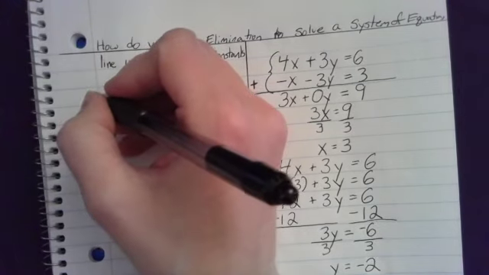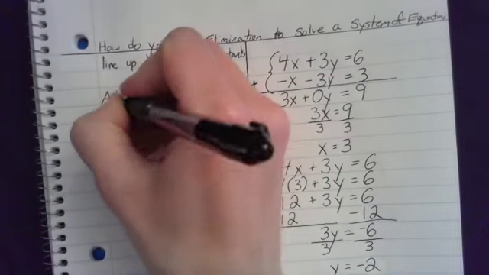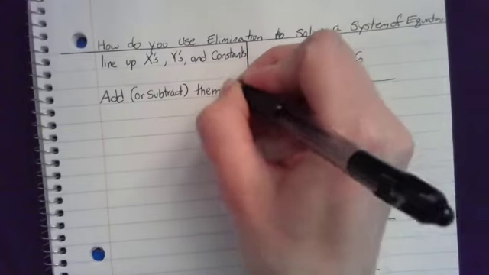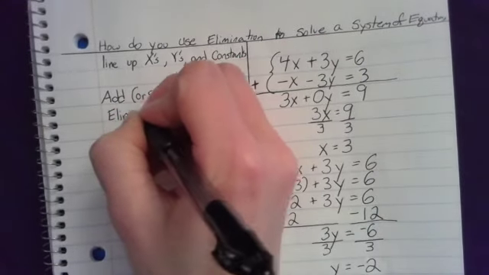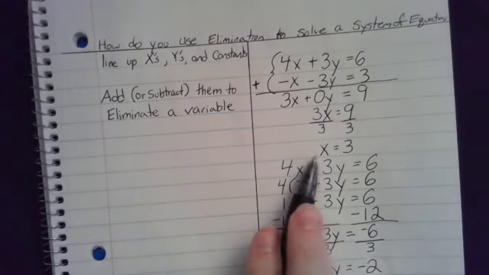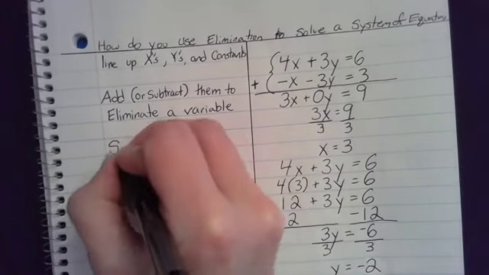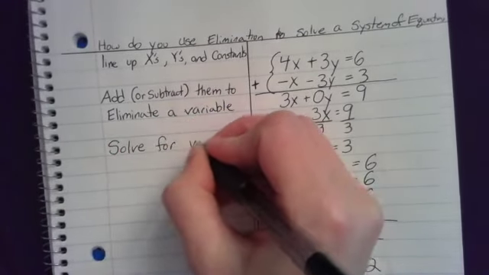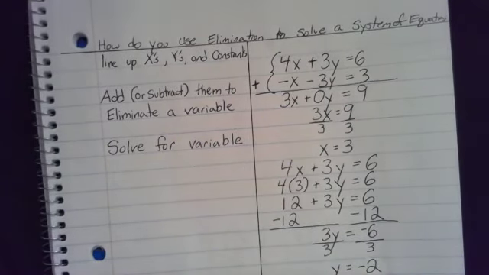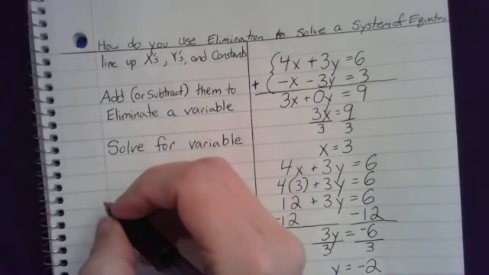Then you're going to add or subtract them to eliminate the variable. Once you find what the variable is, you will solve for the remaining variable. Once we have that variable, you're going to plug the answer back into either equation and solve.